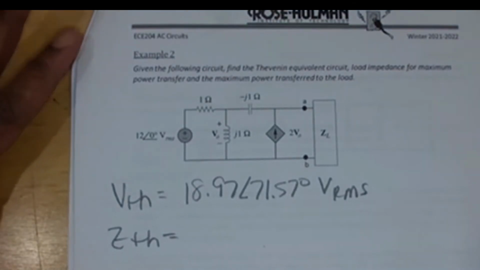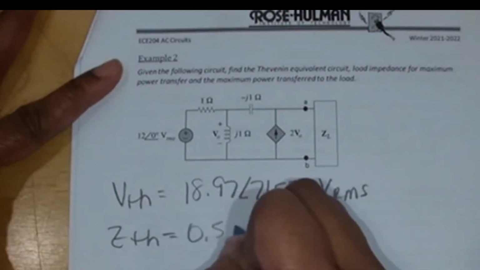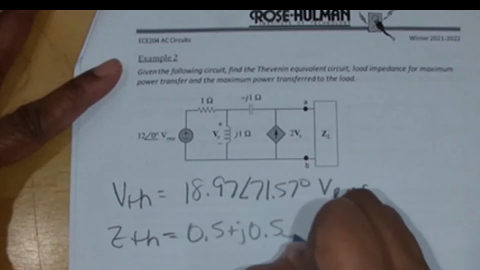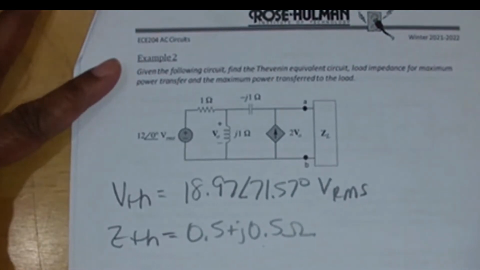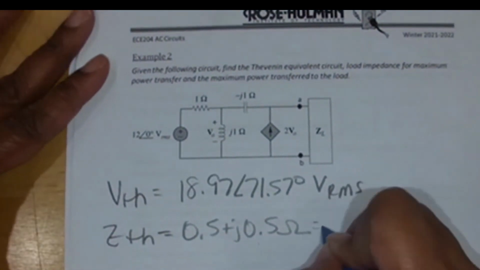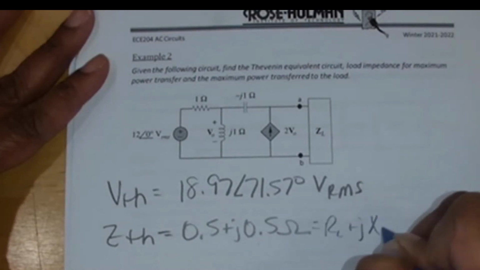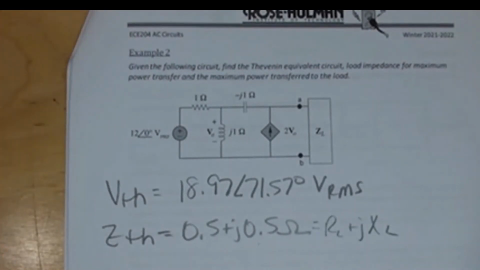And Z Thevenin is 0.5 plus j0.5 ohms, and that's RL plus jXL. Find the load for maximum power transfer, and then find the value of that power.